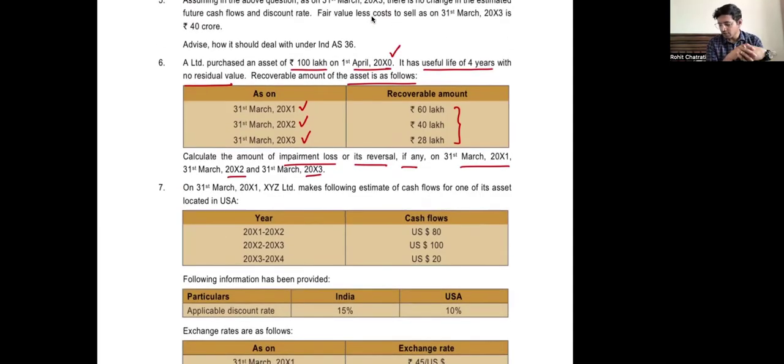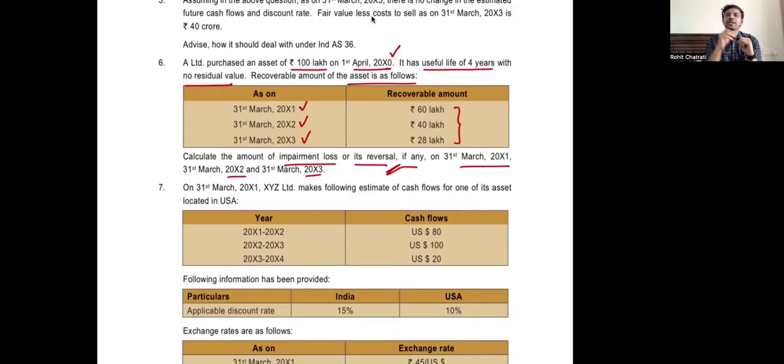Now, before we start solving the question, let's talk about reversal of impairment loss. We generally charge impairment loss when the recoverable amount is below the carrying amount. What Ind AS 36 states is, let us say today the recoverable amount is below the carrying amount and therefore you have charged impairment loss.